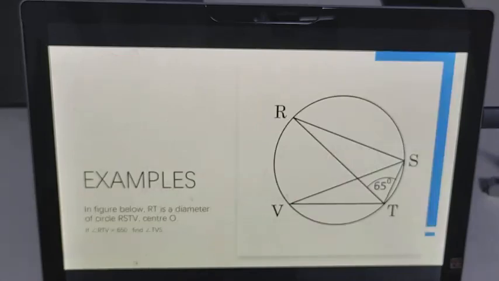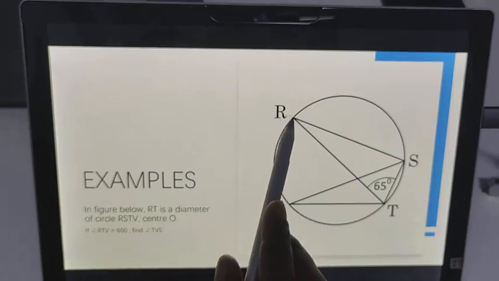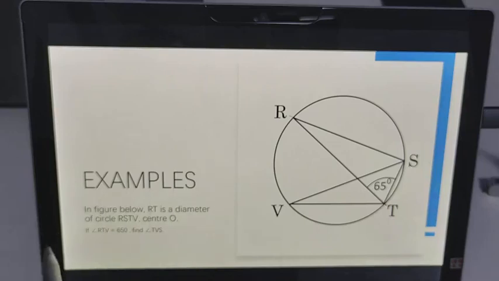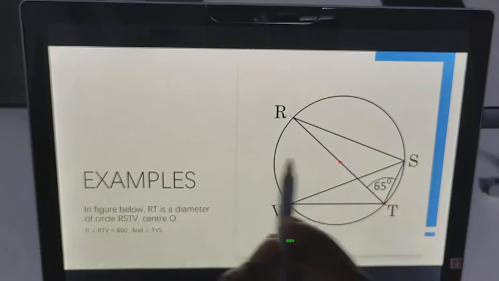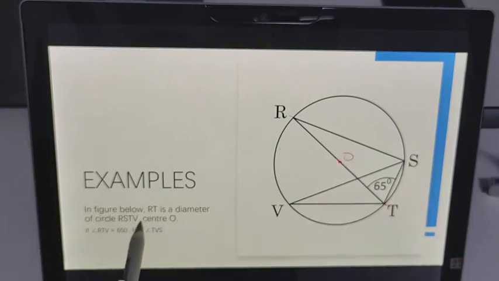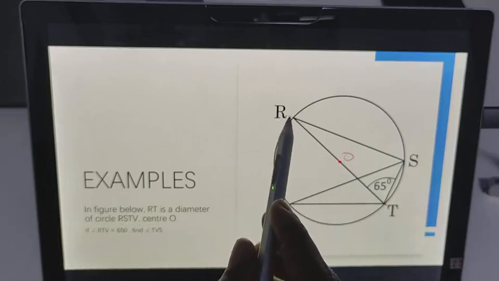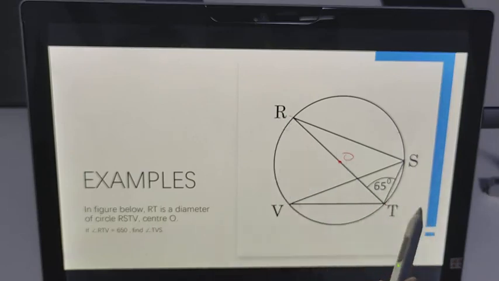Now let us look at examples. Let's look at this first example. I think we'll do one example; it's enough for the meantime. In this figure, RT is a diameter. It means it has a center somewhere. They have told us it has a center O. RT is the diameter of circle RSTV.